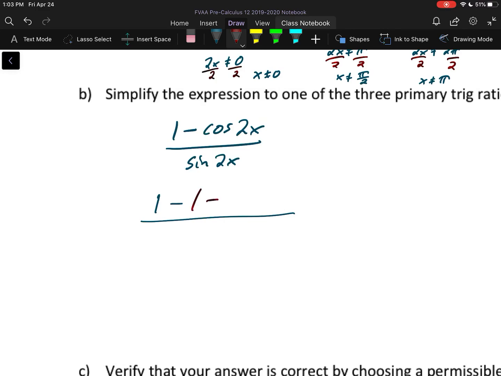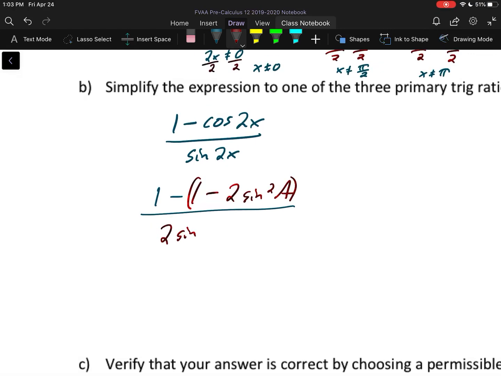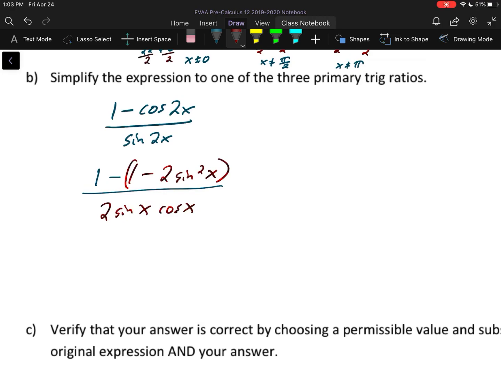So 1 minus 2 sine squared a, just so that you see it, and this becomes, what was it, 2 sine, oh, I shouldn't use a, sorry, I should use x, 2 sine x cos x. We're dealing with an x as our variable, not a, but same thing. All right, so now I've substituted that.